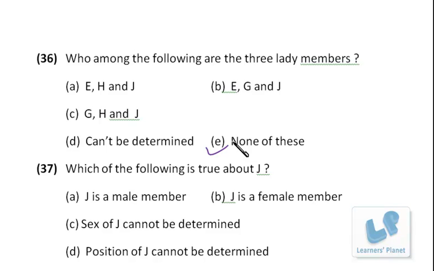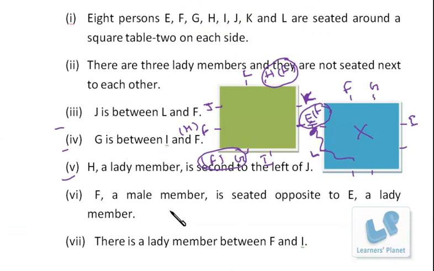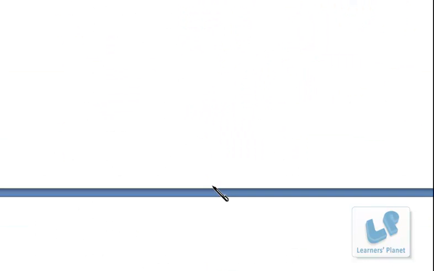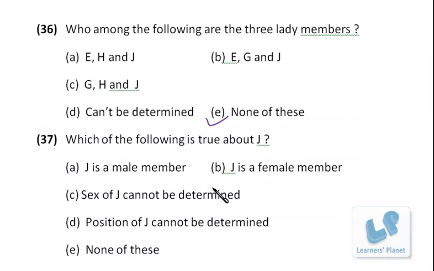Okay, now which of the following is true about J? J is a male member, that is true. Since we got to know the correct answer, we don't have to proceed further. Other options you can just see. If it is male, it cannot be male. Sex of J can be determined because there are three female members only, so the remaining are male. So this is incorrect. And position of J is determined. We already know that, so it's incorrect also. So J is a male member. That is the correct option.